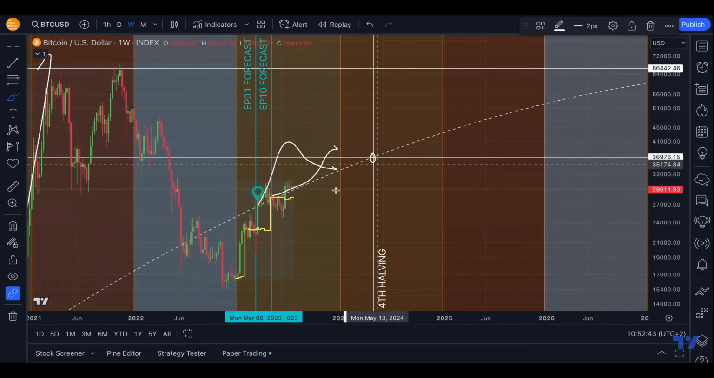But hopefully, as I stated before, we get some softening conditions from the Fed, and we can see that demand start to pick up there.